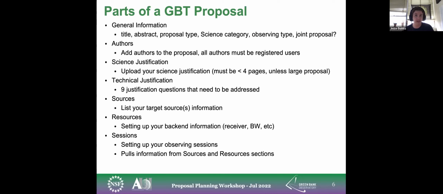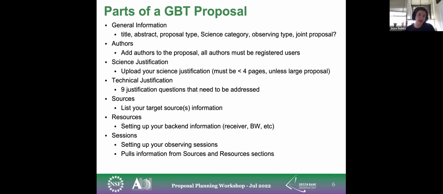Next, we have the science justification. So this is a separate document created in your favorite Word editor, which has to be, for most proposals, within 4 pages, including both primary text, figures, tables, and references. Though you do get a larger submission size for specific large proposals. The technical justification consists of 9 text boxes with questions that need to be addressed. This is where you're going to input the sensitivity calculator details and the mapping calculator output as well.